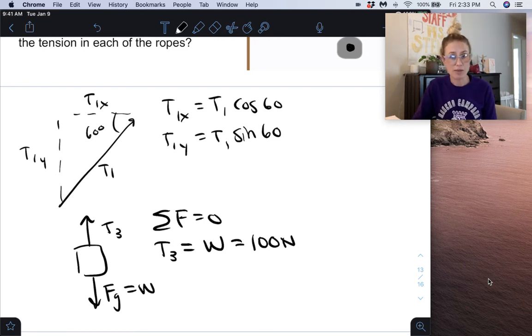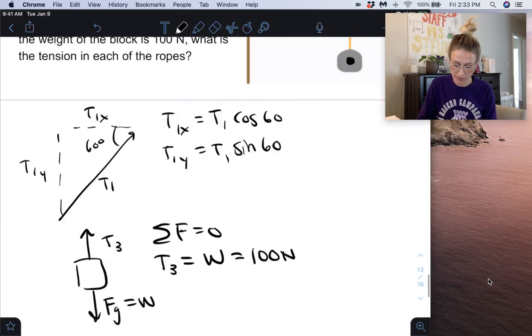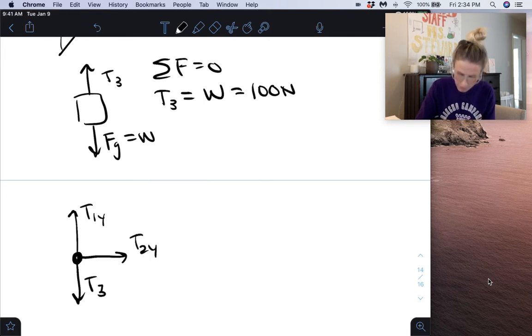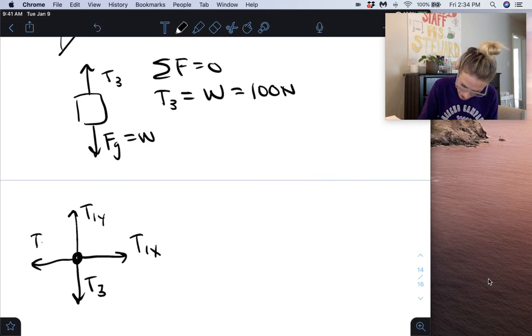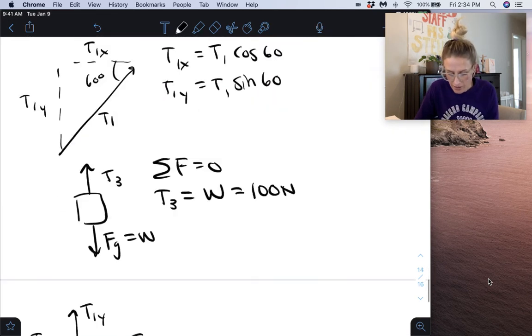Now the second step to this problem, or I guess this is like step number 5, is to draw a free body diagram at that point O. We've already split up our T1 vector into x and y components, so now I'm going to draw them split up into x and y components. So we get the point O, we have our T3 down, we have T1y up, we have T1x to the side like that, and then we have T2 back, and it's horizontal, pointed to that wall right there. So now this is our new free body diagram.